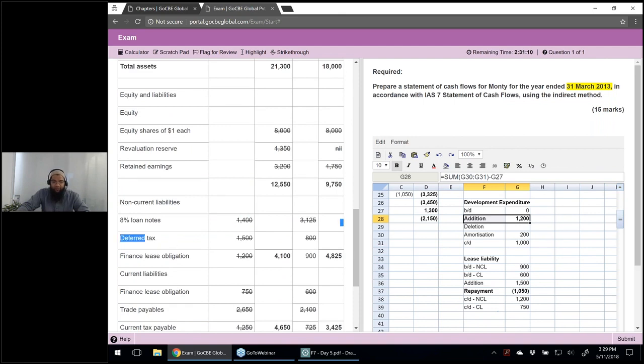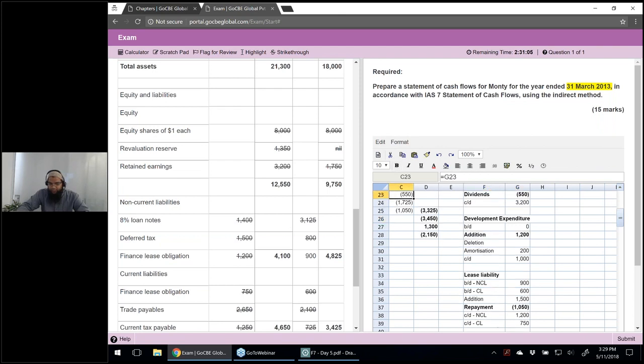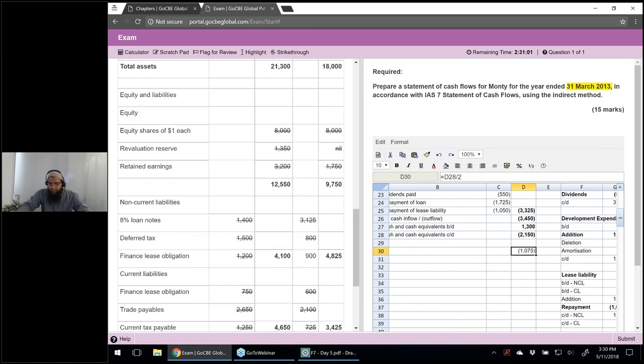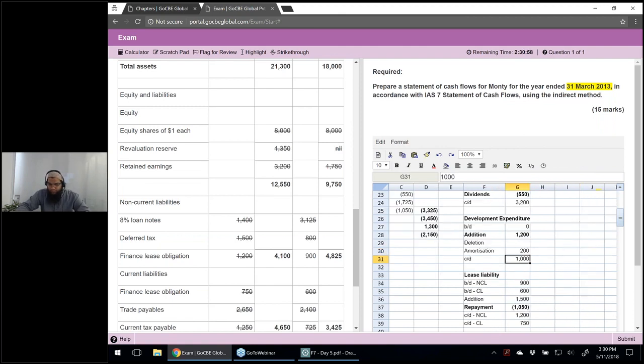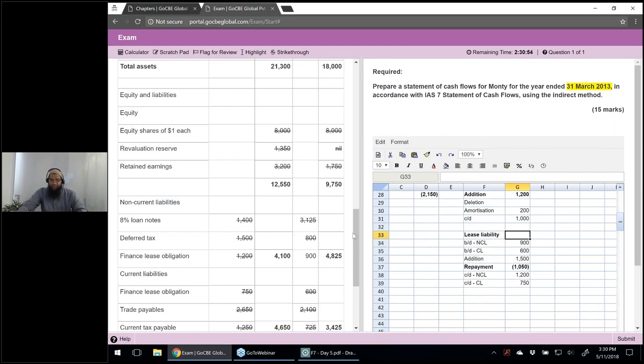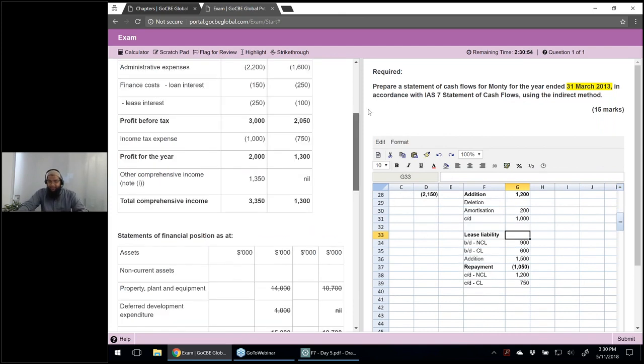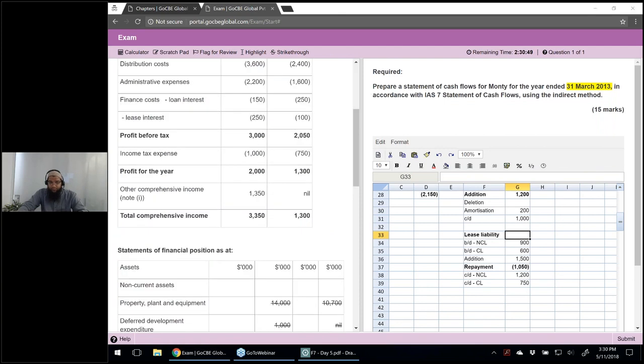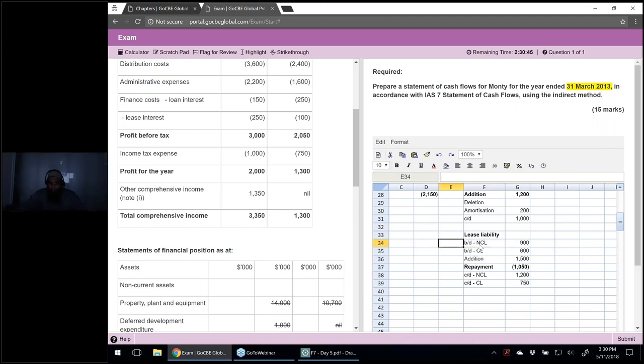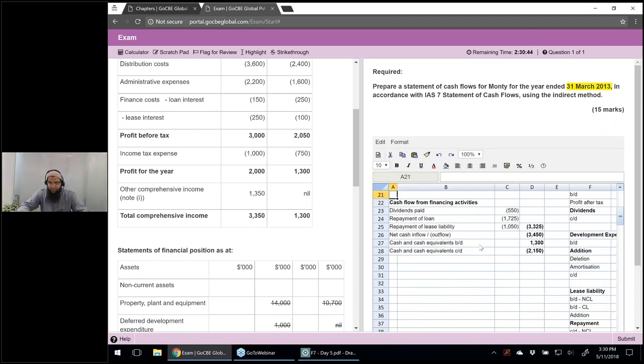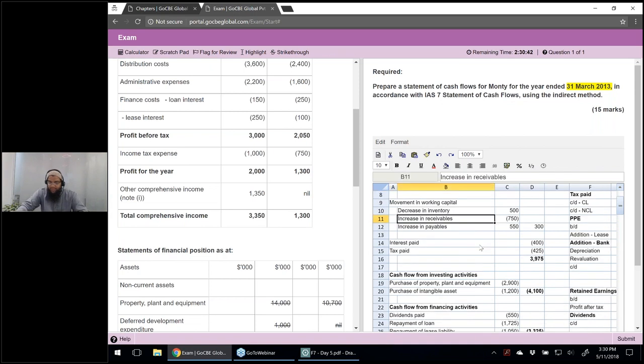Okay, the repayment of loan notes is also a cash outflow. The answer seems to be completely fine. An increase in payables is also an inflow, because if the payables are increasing, this means that we are not paying them. So that will become an inflow. So apparently everything is fine.